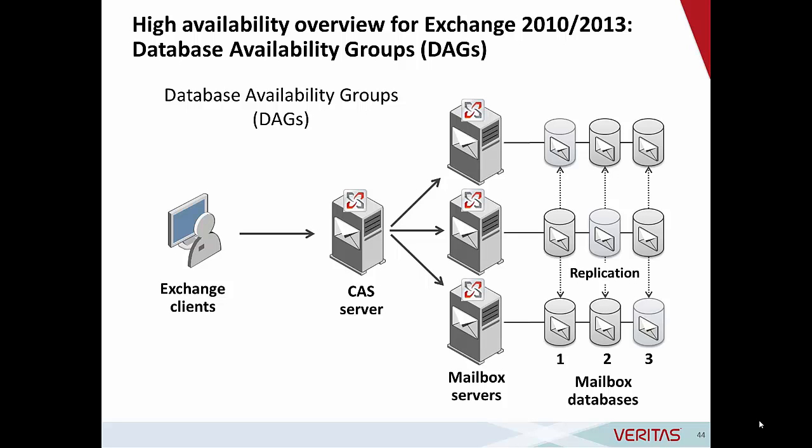And so the CAS server role, the client access server, is key when you work with DAGs. The CAS server is sort of like the front door to the DAG. When NetBackup needs to locate a particular object, say, hey, I need to find the active database that holds John Doe's mailbox, where's that? NetBackup is going to talk to the CAS server. The CAS server knows where to find it, and it directs NetBackup to the appropriate Exchange server.